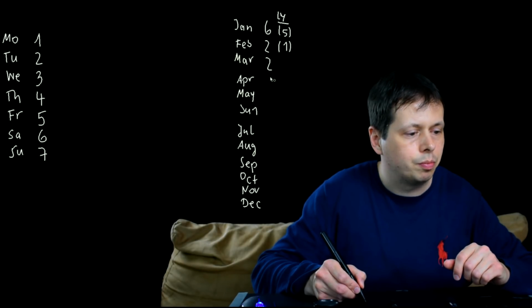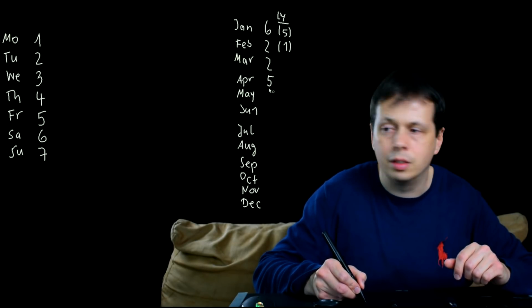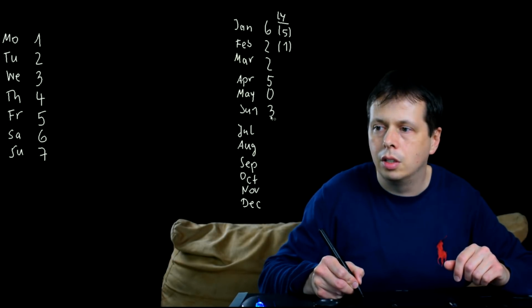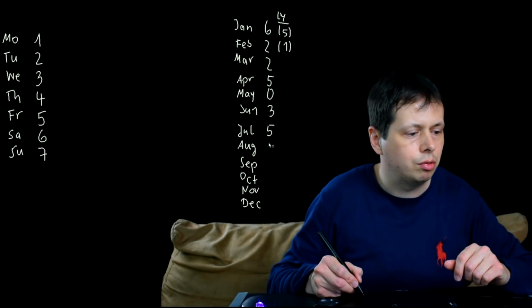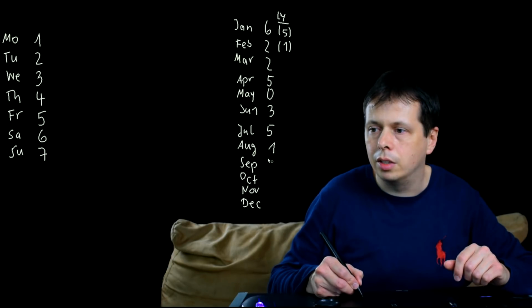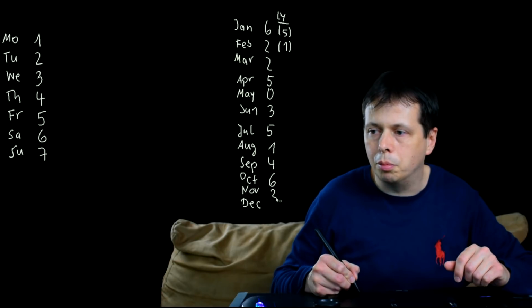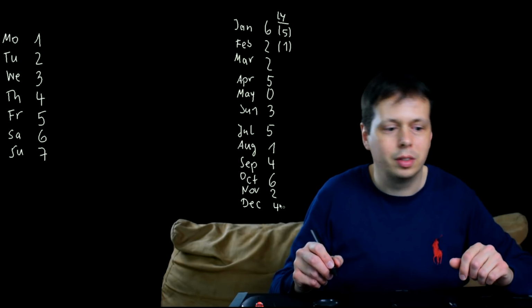So 2 for March, April 5, May 0, June 3, July 5, August 1, September 4, October 6, November 2, and December 4. So that you have to know.